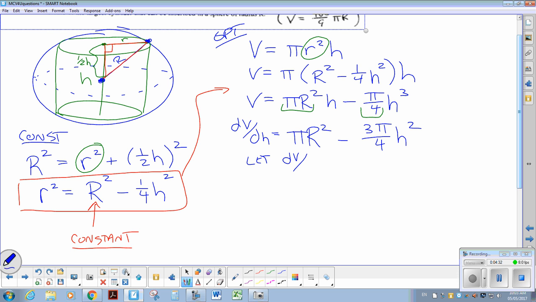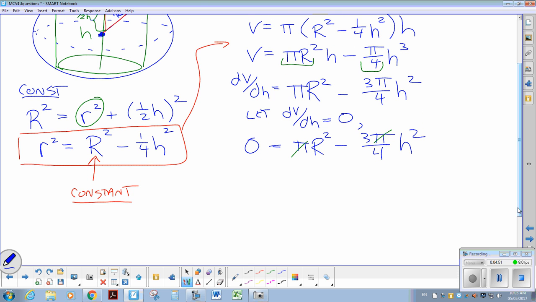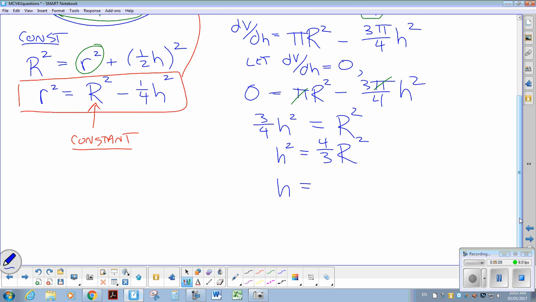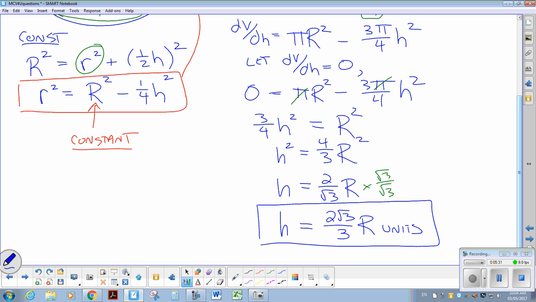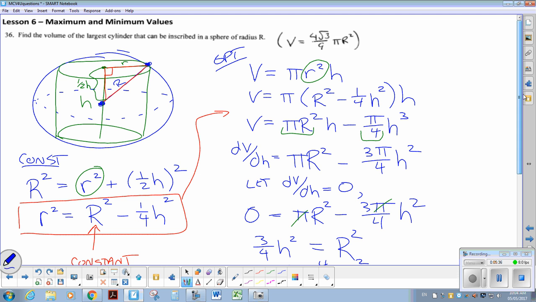If we let the change in volume with respect to height equal 0, 0 equals pi R squared minus 3 pi by 4 h squared. Excuse me. Pi's will cancel out. Simplifying, we find that 3/4 h squared is equal to the radius of the sphere squared. h squared equals 4/3 capital R squared, or take the square root of everything there, 2√3 capital R, or if I rationalize, multiply top and bottom, the height of the cylinder will be 2√3 over 3 R, and I believe it's just in units. So there we go. That will be the height of the cylinder.